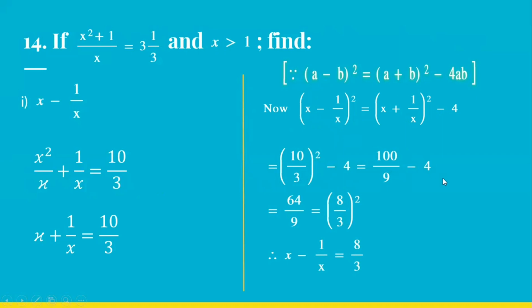So the LCM is 9 here. So if the LCM is 9, what will you do here? You'll have to multiply and divide by 9. So 4 9s are 36. So 100 minus 36, you get 64. 100 minus 36 upon 9, 64 upon 9. And 64 is the square of 8, 9 is the square of 3. If I take the square root, x minus 1 upon x is going to be plus or minus 8 by 3.